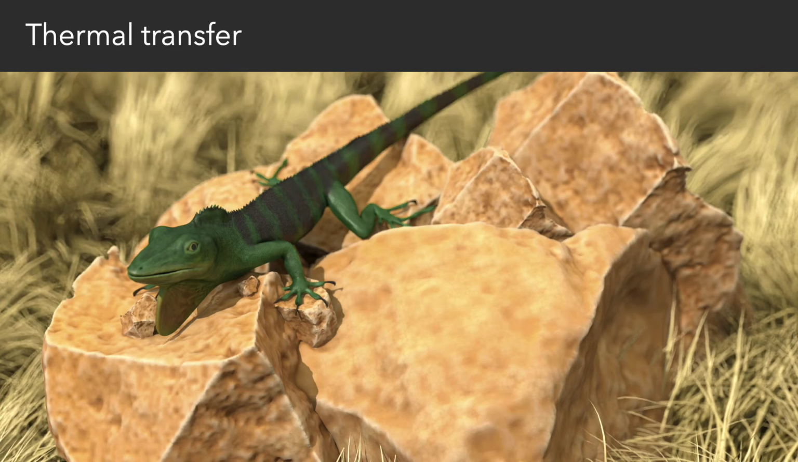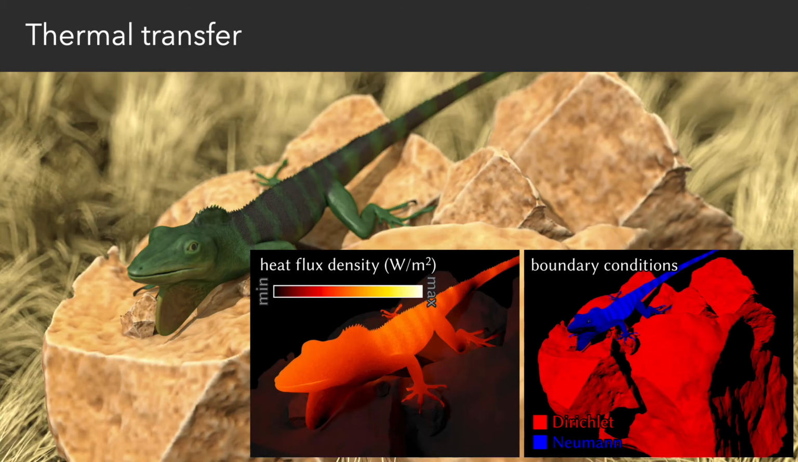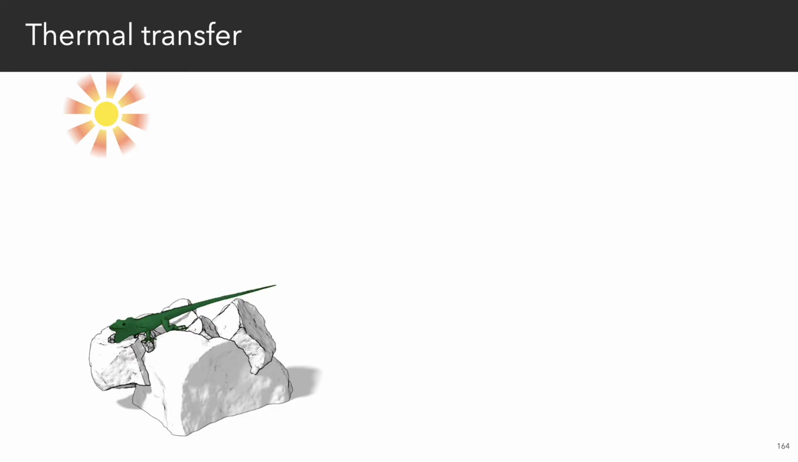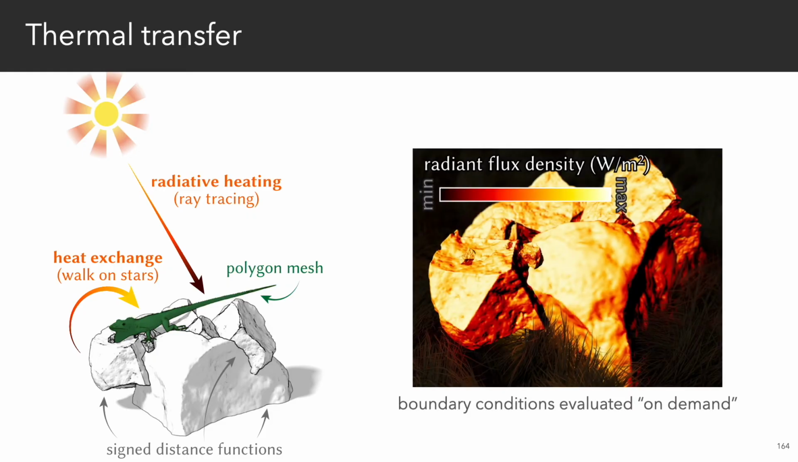Finally, here we have a lizard sunning itself on a rock, where the Dirichlet conditions provide the heat on the rock, and the Neumann conditions describe how much heat the lizard absorbs. We then run walk on stars to make sure that the lizard isn't going to be too hot or too cold. So in this example, we use a polygonal mesh to represent the lizard and a signed distance function for the rock. For the Dirichlet conditions, we call a ray tracing algorithm on demand whenever we need the incident radiant flux density, without needing to compute it ahead of time over the entire domain.